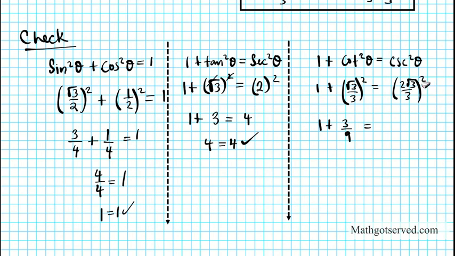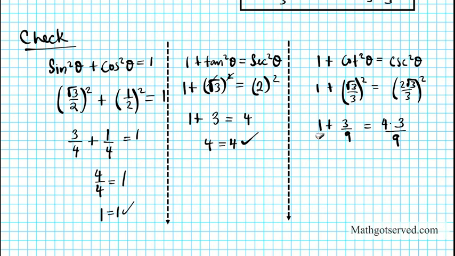Is it equal to, in this case here, we have to be really careful. This square affects the 2, the root 3, and the 3. So if I square everything, if I square the 2, I'll get 4. If I square the root 3, I'll get 3, because square and squares cancel out. If I square the 3, I get 9.